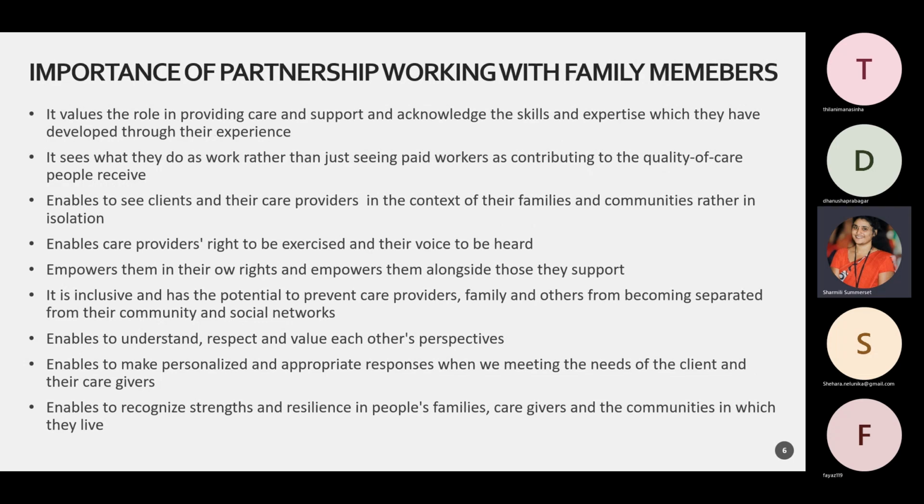So far we studied the importance of collaborative working with the client, between the client and the professionals, and within the professionals. And collaborative working with the patient's family members or relatives and other care providers is also important, right? So first one, it values their roles in providing care and support and acknowledges the skills and expertise which they have developed through their experience.